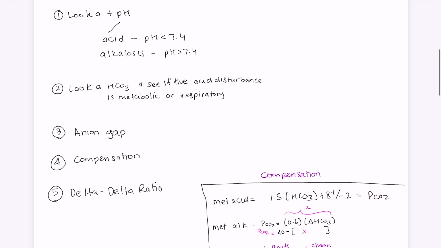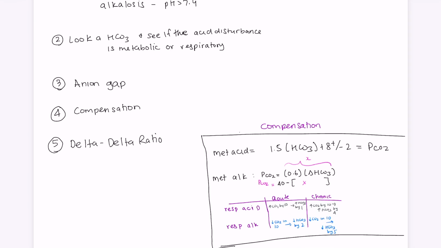Then I look for compensation, and I'm going to go over these equations here. If I have a metabolic acidosis, my expected PCO2 is equal to 1.5 times the bicarb plus 8, plus or minus 2. The bicarb I always rely on is the bicarb on the BMP, on the chemistry. That's more accurate than the bicarb on the blood gas. So I can see what my expected PCO2 is, and then I look at the PCO2 that's given to me on the blood gas.